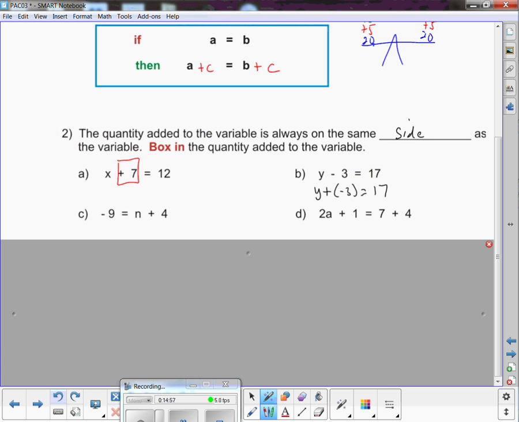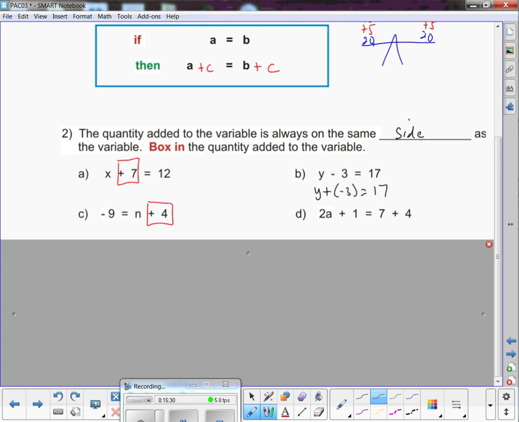All right, look at C. Let me give you a second. Go ahead and box in the thing, the quantity that's added to the variable. Now, when I do this in class, I'll have students boxing in the -9. And that's not correct. Look at the variable. It's on the right-hand side now. To isolate the n is to move anything on the same side as the n away to the other side. The 4 is on the same side of the n, and that's what we need to move. So we would add a +4 to both sides.